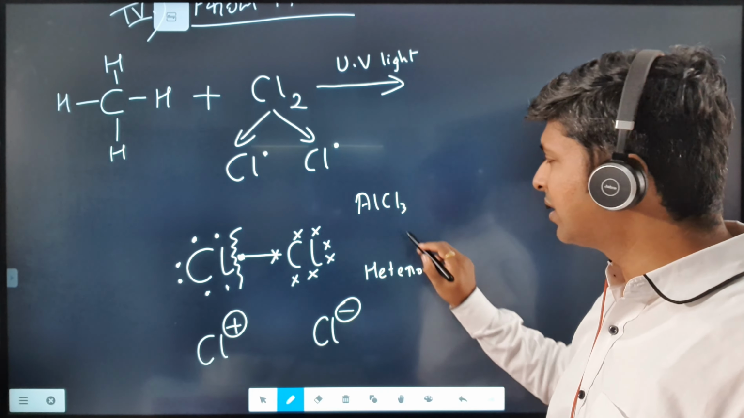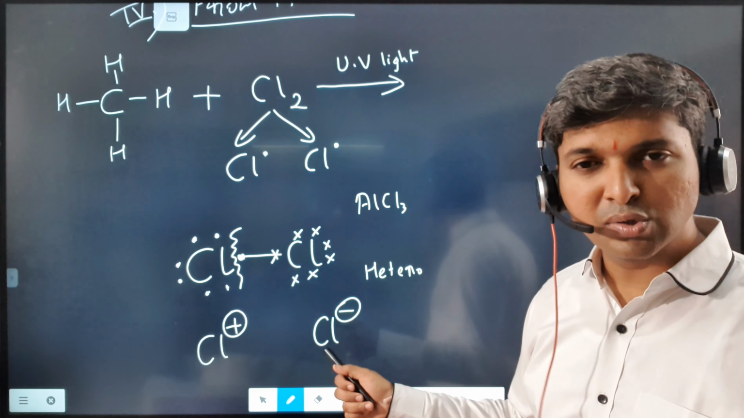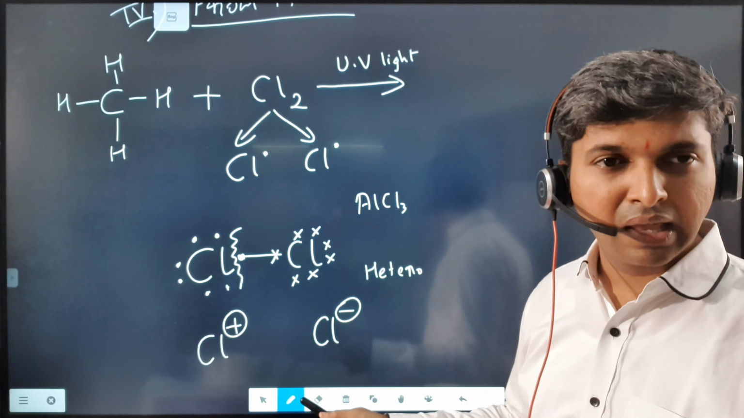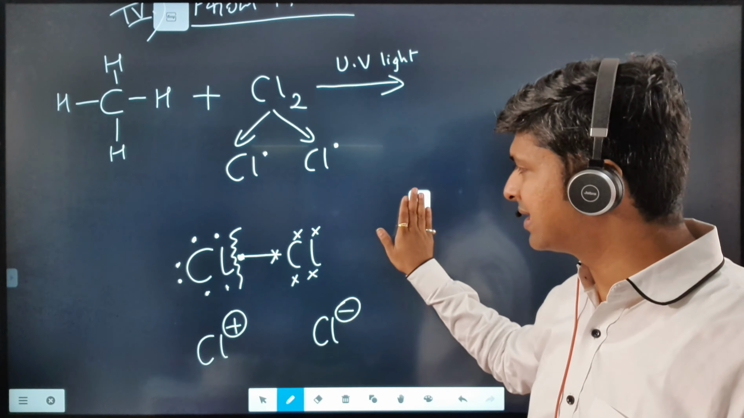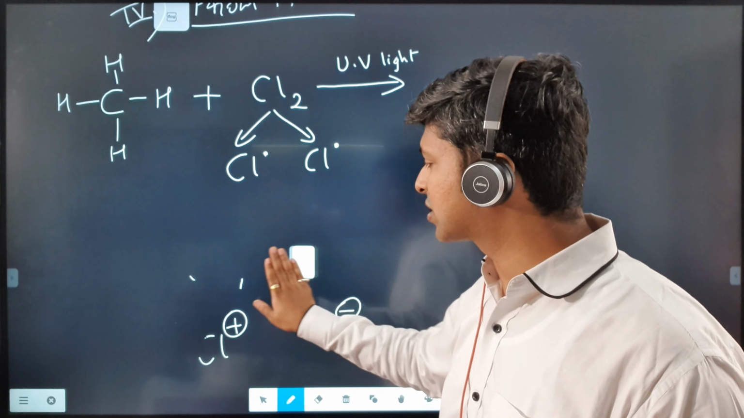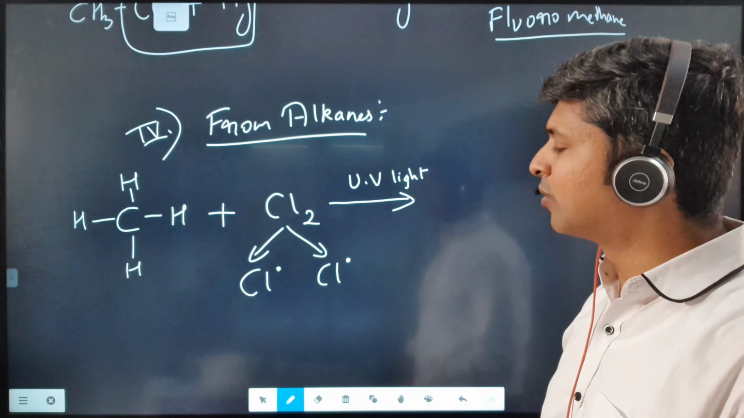So do we want a heterolytic break over here? No. We want a homolytic break over here. Heterolytic break we generally use for electrophilic substitution reactions in aromatic compounds. We require this heterolytic break with AlCl3 for electrophilic substitution in aromatic compounds. So at the moment we require just a homolytic break.